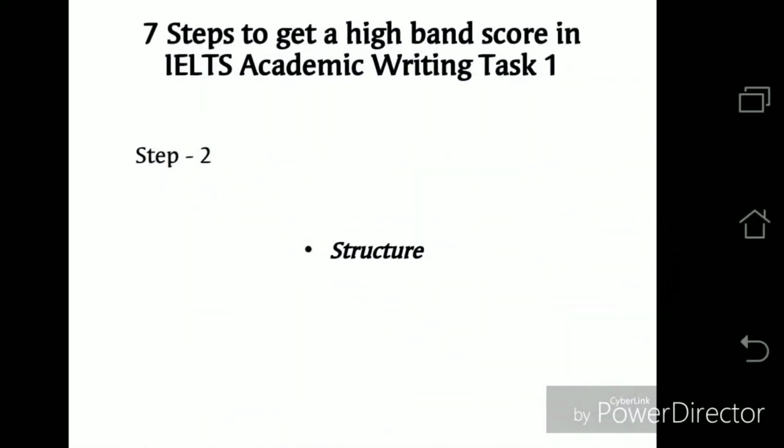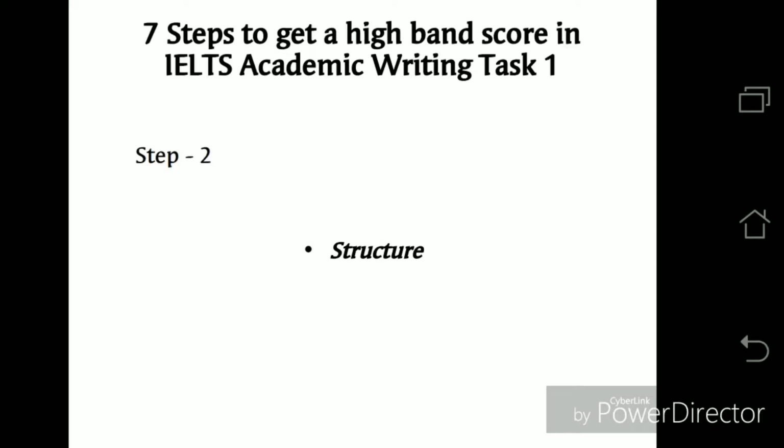Step 2. Structure of a high band answer. Here, you won't write introduction or conclusion, as this is a report writing. Here, we only interpret what is given to us in the task. No personal opinion should be added here.